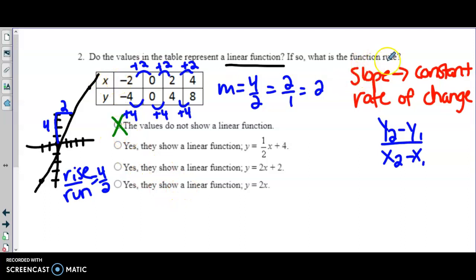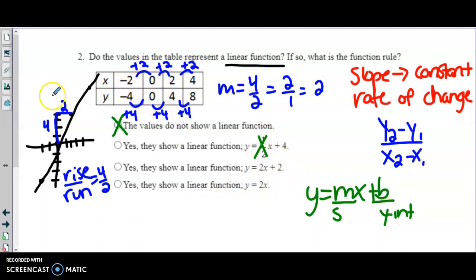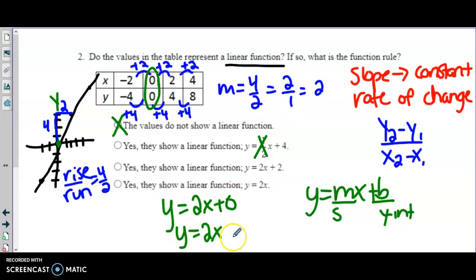And now when we want to write the function rule, remember when we write our function rule, I like to use slope-intercept form, where m is the slope and b is the y-intercept. We already solved for the slope. We know the slope is 2, so it can't be 1/2. And then the y-intercept is whenever x equals 0. If you look at the graph, it's wherever it crosses the y-axis. If you look at a t-table, it's the y value whenever x is 0. So my y-intercept here is 0. So my equation would be y equals 2x plus 0, but we don't normally write the 0, we just write 2x.